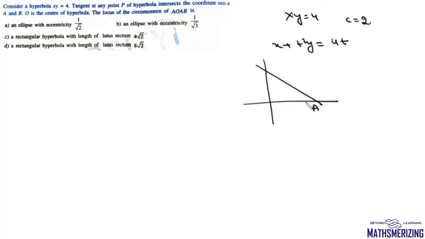Now the equation of any tangent is given by x plus t square y equals 2ct. So here in this case, it will be simply 4t. Now this tangent will intersect the x-axis at A and the y-axis at B. If we put y as 0, we'll get A as 4t comma 0. And if we put x as 0, we'll get 0 comma 4 upon t. Now we need to find the locus of the circumcenter of this triangle OAB.